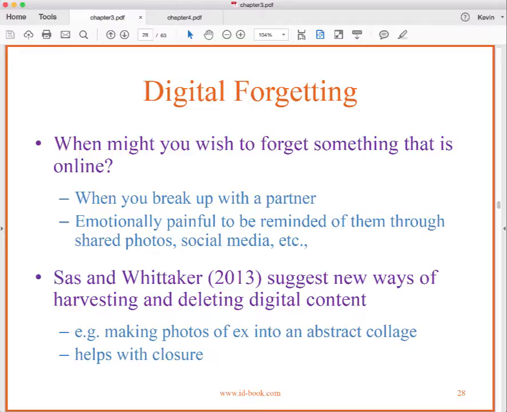This is an interesting discussion. When you think of memory and user interfaces, you're often trying to solve the problem of remembering, but here's a slide where we're talking about perhaps forgetting. So, when might you wish to forget something that is online? When you break up with a partner, if it's emotionally painful to be reminded of, through shared photos, etc.